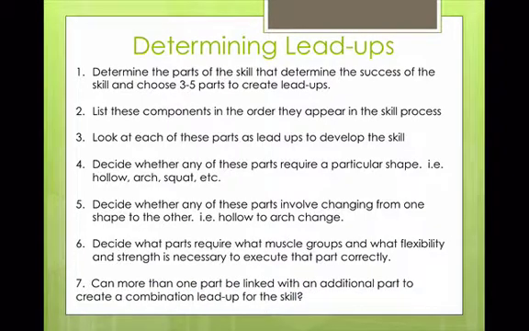Then you are going to determine if more than one part can be linked with an additional part to create a combination lead up for the skill. So in other words, if you're doing handstand forward rolls, there is a combination of handstand and then a forward roll. So you might do a station that requires them to do handstand, step down, and then squat and forward roll, so they can start feeling those movements together. It's not necessarily the actual skill itself, it's two skills put together, but it does create a feeling of what it's going to feel like as they do a handstand and then they do a roll. So that's going to be something that can help as well during your deconstruction.